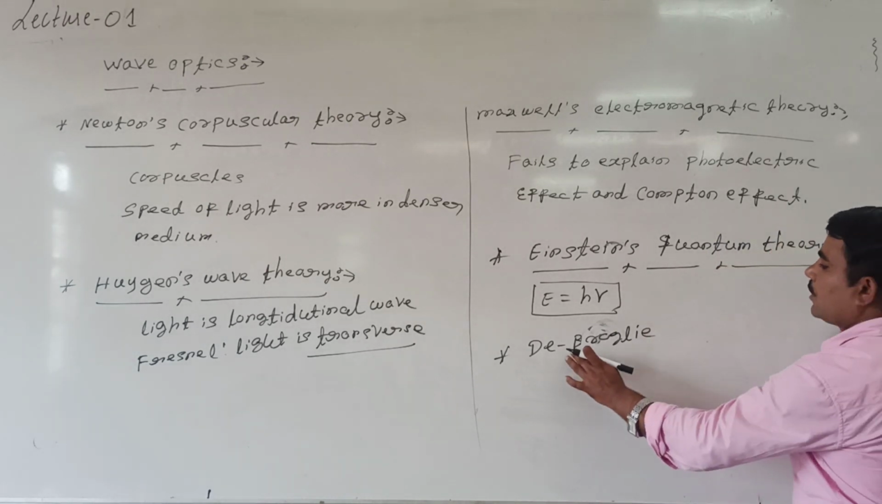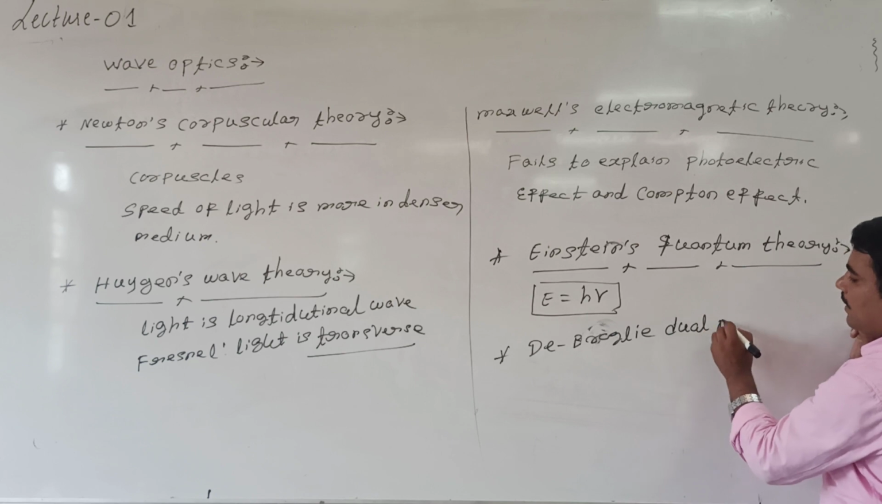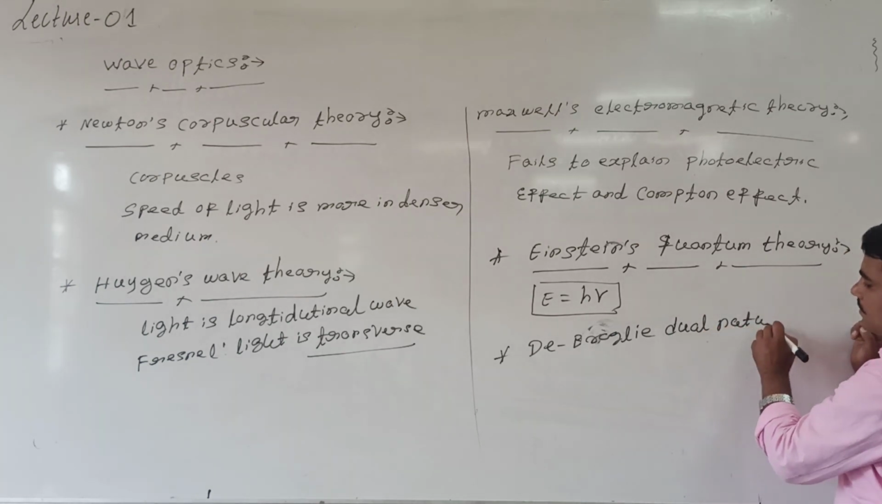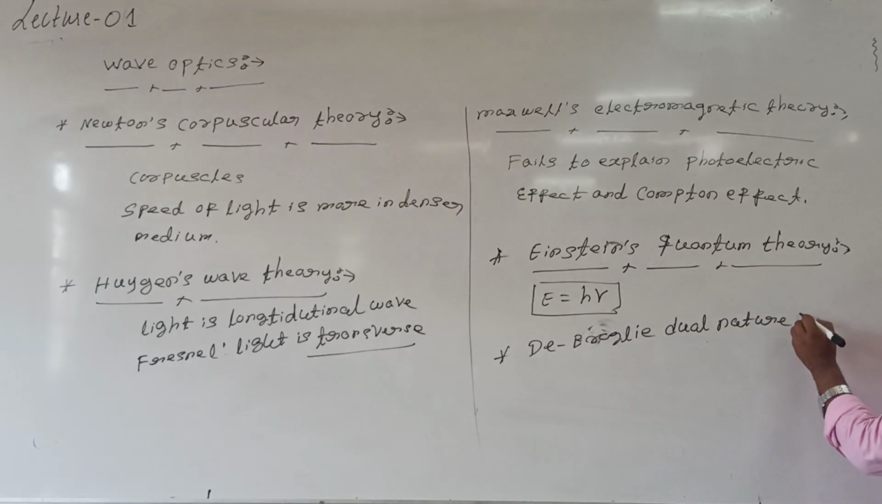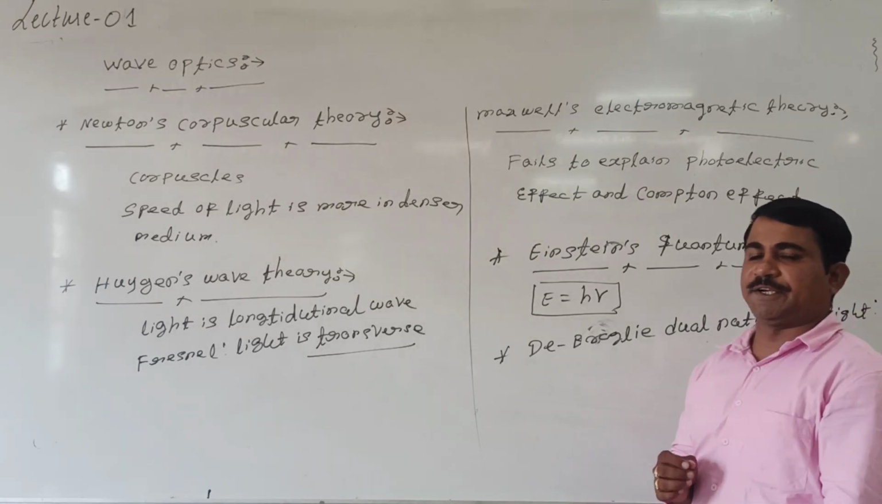De Broglie, dual nature of light. This is the last theory concerned with the nature of light.